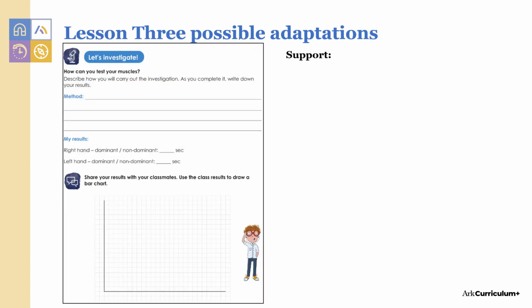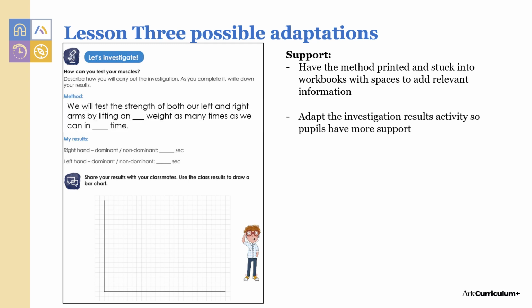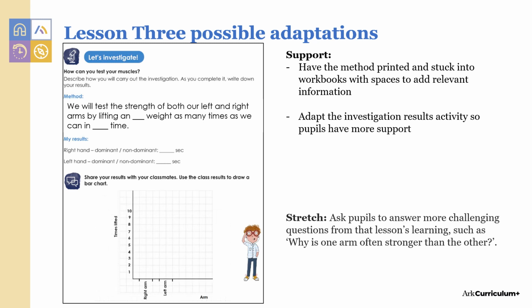Lesson 3 has an investigation. To support pupils here with the method and the results, you could have the method printed and stuck into workbooks, with spaces to add relevant information. You could adapt the investigation results activity so pupils have more support. And to stretch pupils, you could ask them questions such as, why is one arm often stronger than the other?